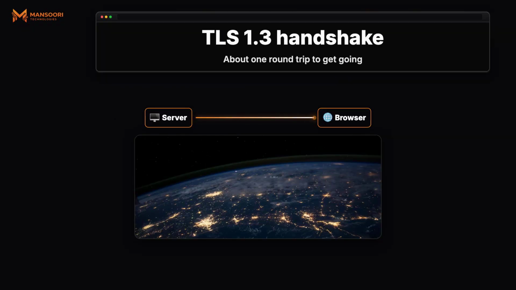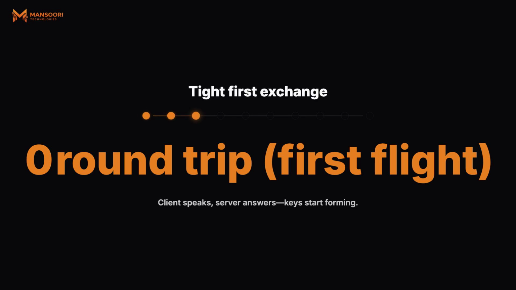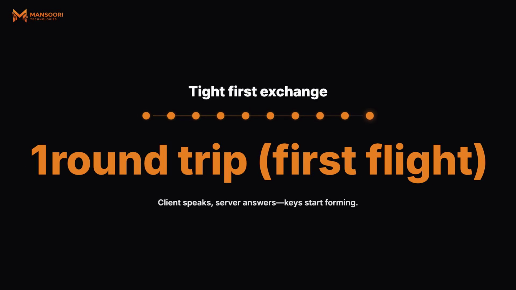Modern TLS 1.3 does the first flight of the handshake in about 1 round trip. That means the browser sends a bundle, the server answers with a bundle, and both sides can start deriving keys quickly. Think of it as a tight exchange, not endless back and forth chatter, just enough messages for both sides to pick algorithms, exchange key material, and validate identity. Faster handshakes mean snappier page loads and happier users.